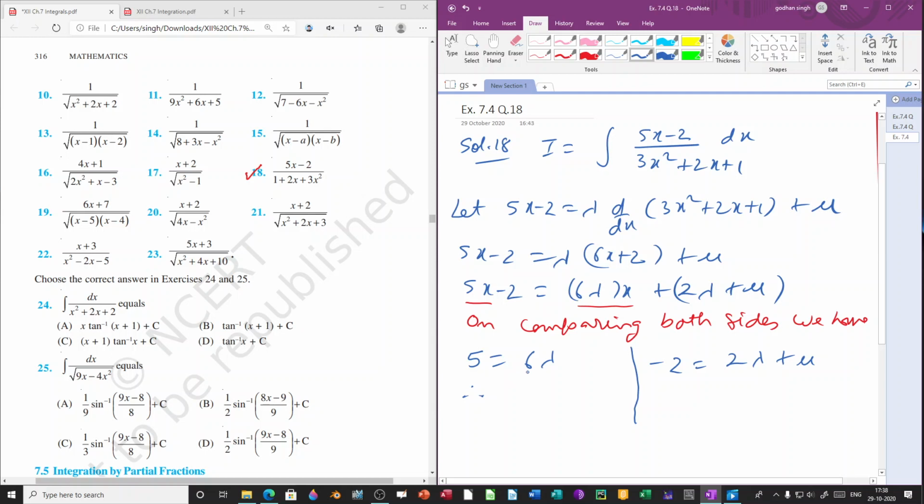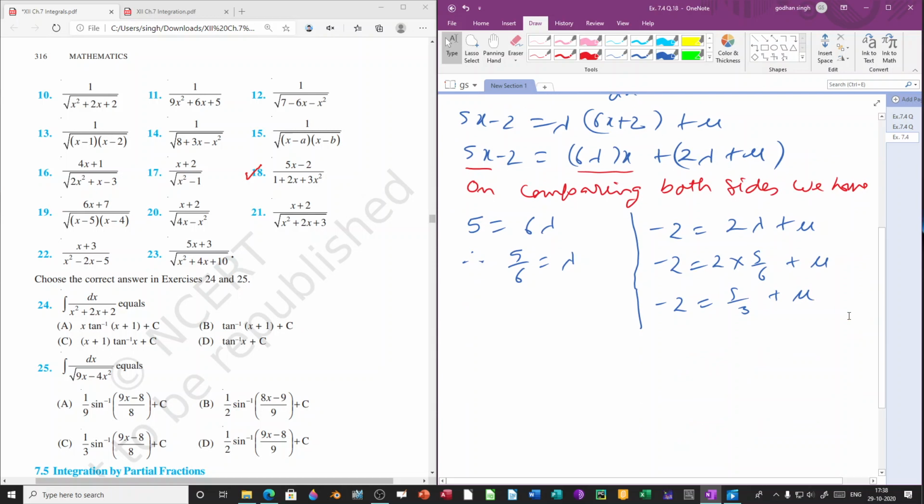So therefore, on solving this first part, 5 by 6 equal to lambda. Let us put the value of lambda in this. We will be getting minus 2 equal to 2 into 5 by 6 plus mu, and this will give us minus 2 equal to, 2 will be cancelling 6, so we'll be getting here 5 by 3 plus mu, and this will give us, therefore, mu equal to minus 2 minus 5 by 3, that is therefore mu equal to minus 6 minus 5, that is minus 11 by 3. So this is our value of mu, and this is the value of lambda.